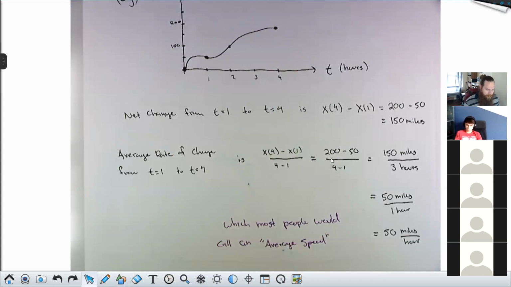Your book does have another speed example here that I'd like to discuss, not because I feel like we need to talk more about speed, but because I want to talk about the connection to the difference quotient.